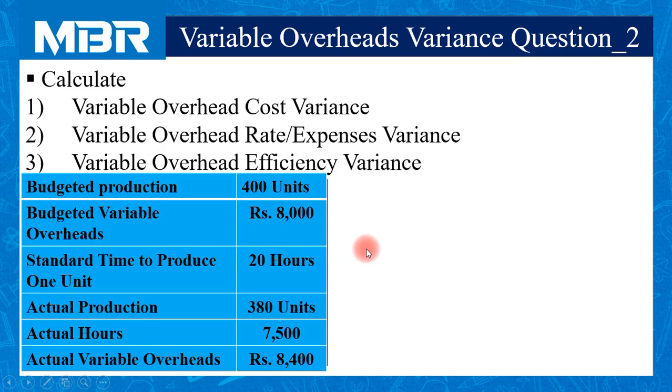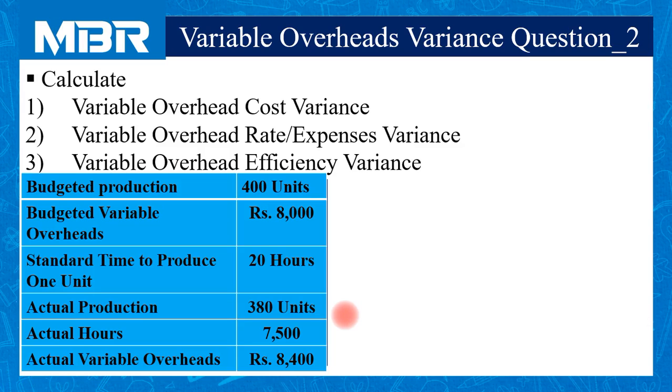In this question, the examiner has provided information to us in descriptive, or you can say statement form. Budgeted production 400 units, budgeted variable overheads rupees 8,000, standard time to produce 1 unit 20 hours, actual production 380 units, actual hours 7,500 and actual variable overheads rupees 8,400.